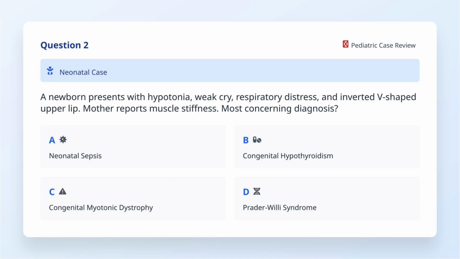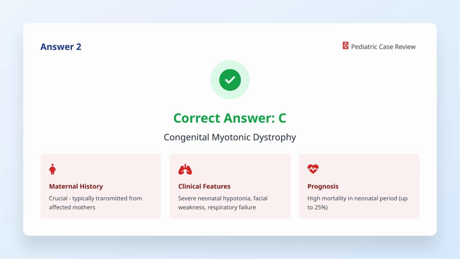A newborn presents with hypotonia, weak cry, respiratory distress, and an inverted V-shaped upper lip. The mother reports experiencing muscle stiffness herself. What is the most concerning diagnosis? A. Neonatal sepsis. B. Congenital hypothyroidism. C. Congenital myotonic dystrophy. D. Prader-Willi syndrome. The correct answer is C. Congenital myotonic dystrophy. This severe form typically presents at birth with hypotonia, respiratory insufficiency, and feeding difficulties.